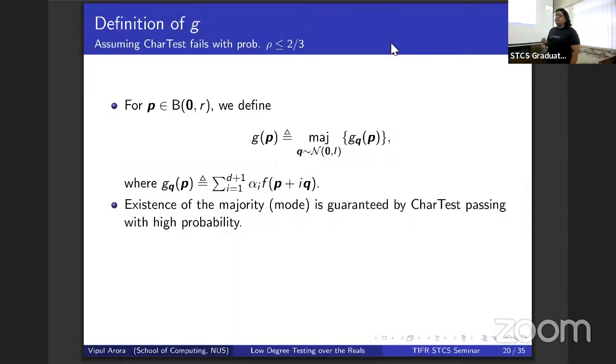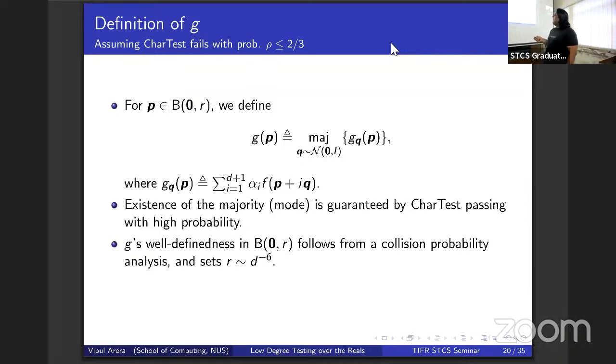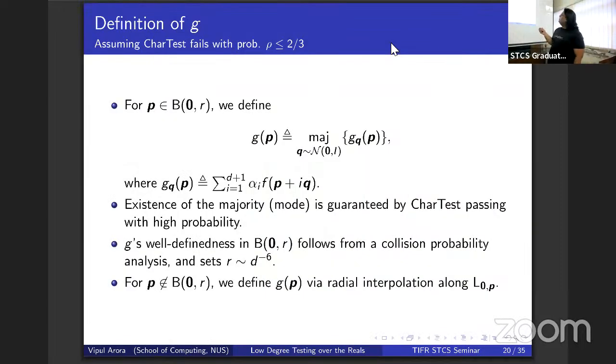So the existence of the majority is guaranteed by the characterization test passing with high enough probability. And G is well defined in the ball B(0,r). This then follows from collision probability analysis. You show that for random values of Q1 and Q2 according to N(0,I), G_{Q1,P} and G_{Q2,P} are the same with high enough probability. And this in turn sets the radius r to be 1 by D to the 6. How do we set the radius to be 1 by D to the 6? To ensure that this collision probability is large, r is set to be small. Okay. But it's not clear from the slide. Yeah, but I'm pushing a lot of things under the hood.